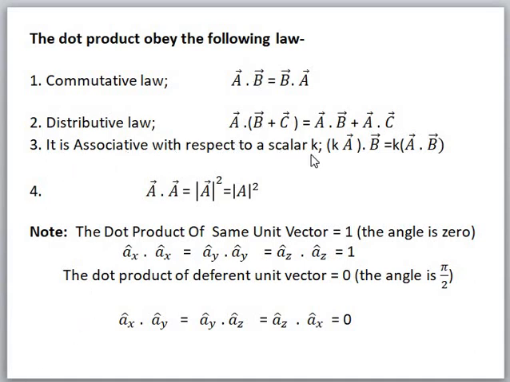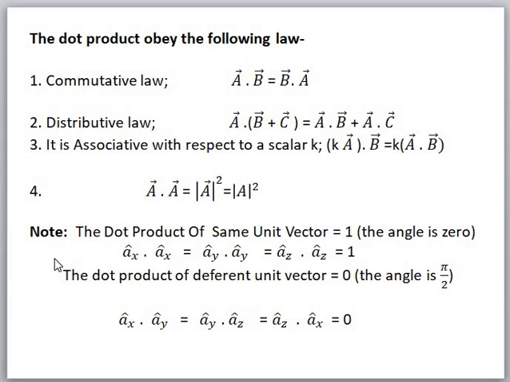Now let's see the next point. K into vector A dot vector B is equal to K in bracket vector A dot vector B. Now the next point is vector A dot vector A is equal to magnitude of vector A whole square.